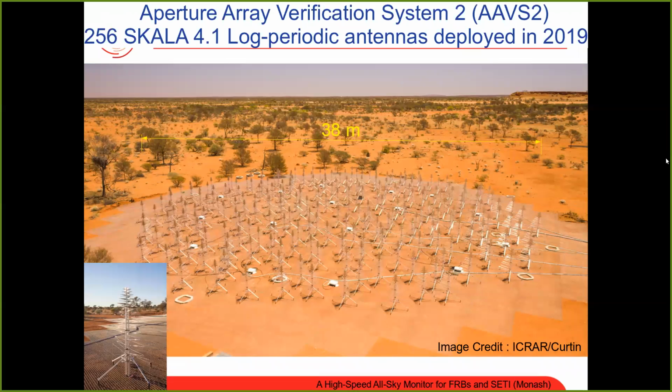So over the last couple of years, there were a few prototype stations already constructed at the MRO, and in 2019, a new generation of stations was constructed, two of them. One is shown here: the Aperture Array Verification System 2, or AAVS2, which is 256 SKALA 4.1 log periodic antennas, as the one shown in the bottom left corner here.